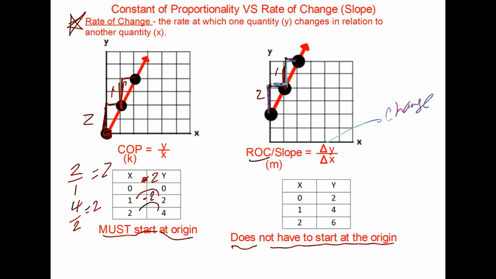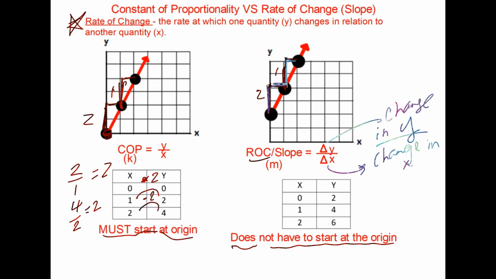So we read this as the change, write that down, in y over the change in x. That's how we write this down. So ROC is very similar to COP, but rate of change, ROC, is the change in y over the change in x. That triangle means change. It's the symbol for change.